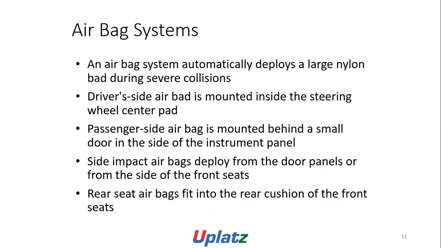Airbag systems. An airbag system automatically deploys a large nylon bag during severe collisions. The driver's side airbag is mounted inside the steering wheel center pad. The passenger side airbag is mounted behind a small door in the side of the instrument panel. Side impact airbags deploy from the door panels or from the side of the front seats. Rear seat airbags fit into the rear cushion of the front seats.